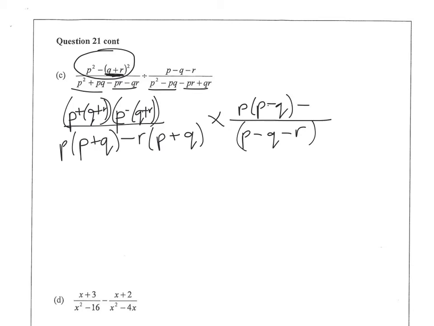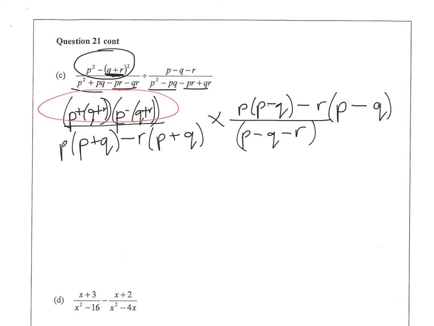Take away, because it leads with a negative, r is common, p is left. The negative changes the positive to a negative, and we have a q. So therefore, this top one here can be simplified a little bit by removing the brackets.